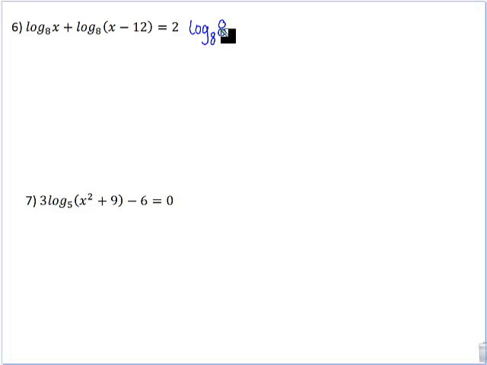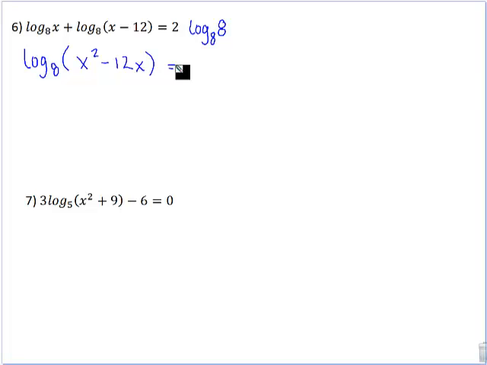Okay, so anytime we just have a number, we want to make sure we multiply on our logarithm. And we use 8 here because we have the base number 8. So on the left-hand side, we're adding, so we end up multiplying. So log base 8 of, when we multiply x times x minus 12, what do we get? X squared minus 12x.